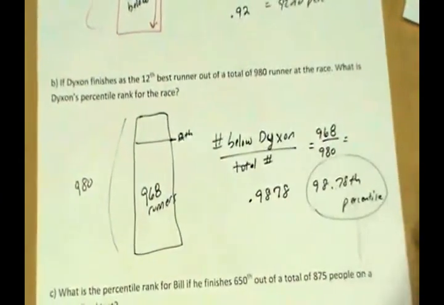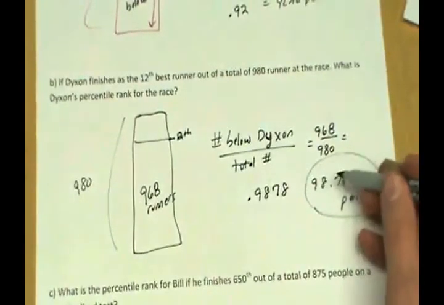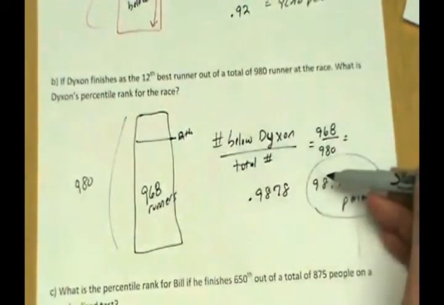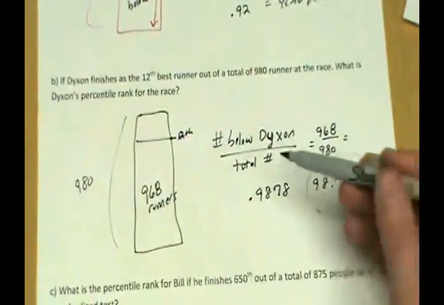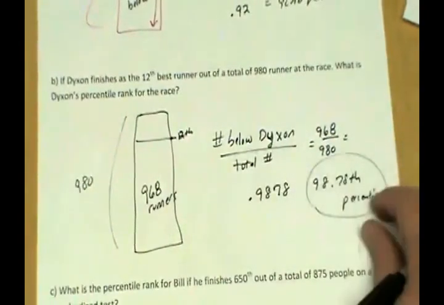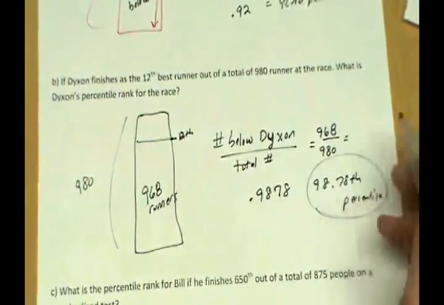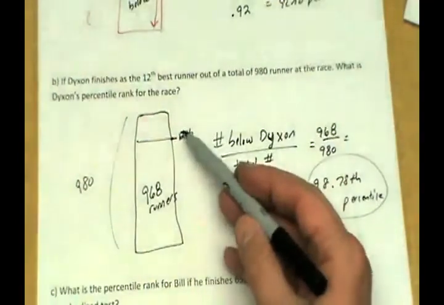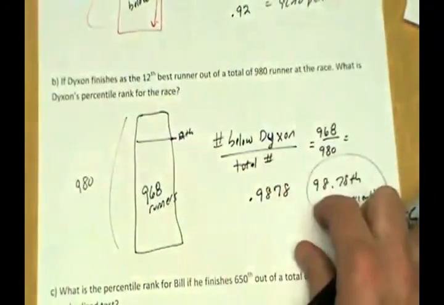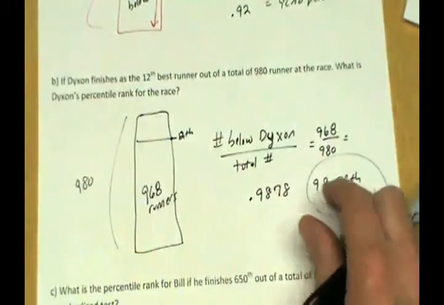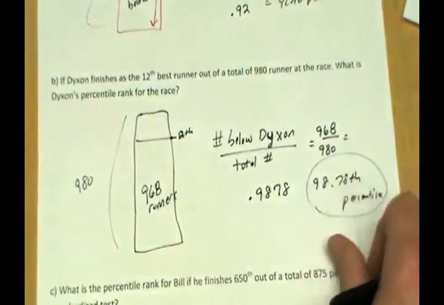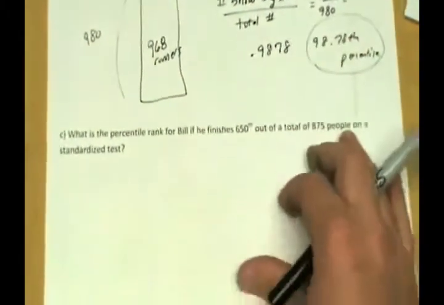That's fantastic. You beat, or Dixon beat, 98.78% of all the runners in that race. I mean, that's pretty good. They may not like the fact that he finished 12th, because maybe they're trying to win the race, but still, anytime you beat 98.78% of people at anything, that means you must be pretty good.